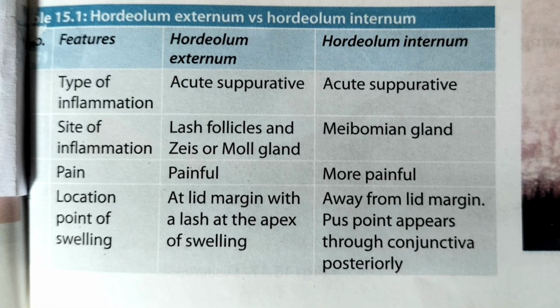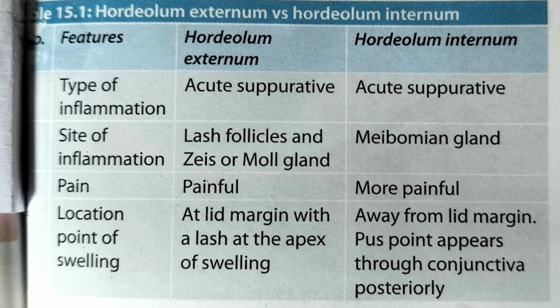Now coming to the difference between hordeolum externum and hordeolum internum, both are formed due to acute suppurative inflammation. The site of inflammation in hordeolum externum is the glands of Zeis and glands of Moll, and in hordeolum internum it is the meibomian gland. Hordeolum externum is painful and internum is more painful. The location of the swelling in hordeolum externum is at the lid margin, at the base of the hair follicle. In hordeolum internum it is away from the lid margin, and the pus point appears through the conjunctiva posteriorly because of the meibomian gland. That's it.